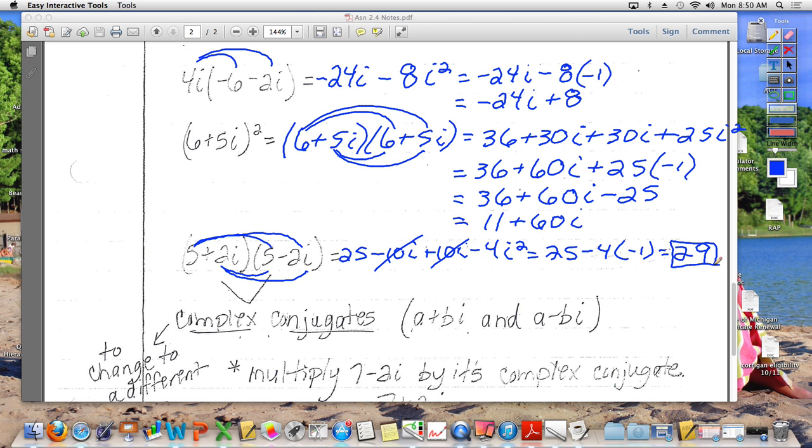Complex conjugates. All right, we're almost done, you guys.